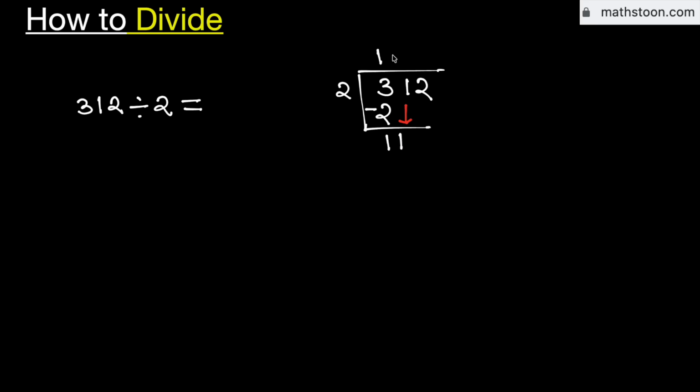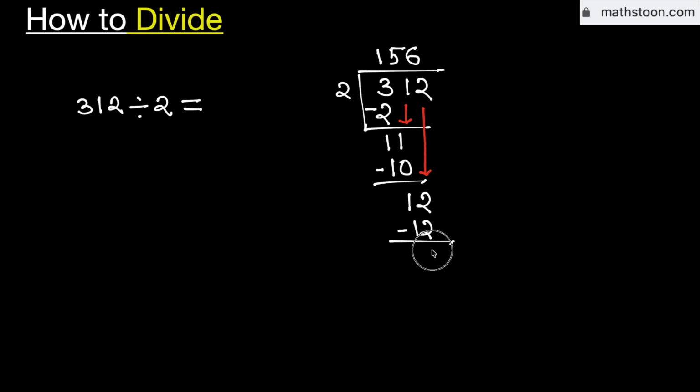And we know that 2 times 5 is equal to 10. Subtract, we get 1. Now this 1 is less than 2, so in this case we will bring down this adjacent 2 here. And we know that 2 times 6 is equal to 12.